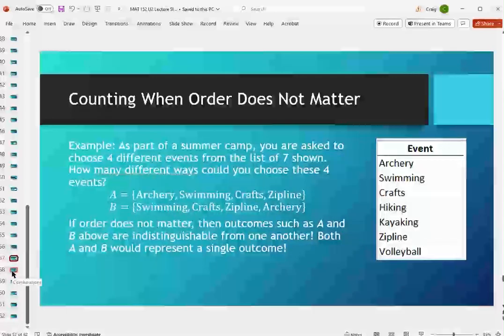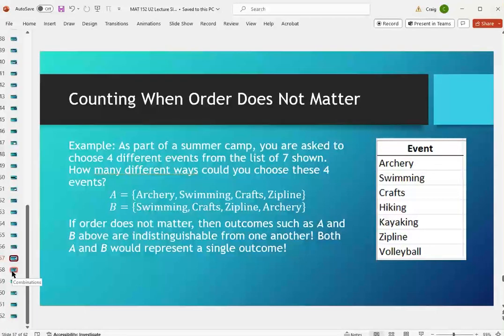So let's talk about how we can count different types of things. Let's talk about first how we will count things when order doesn't matter. Let's say as part of a summer camp, you're asked to choose 4 different events from the list that you see over here. And we want to know how many different ways can we choose those 4 events.